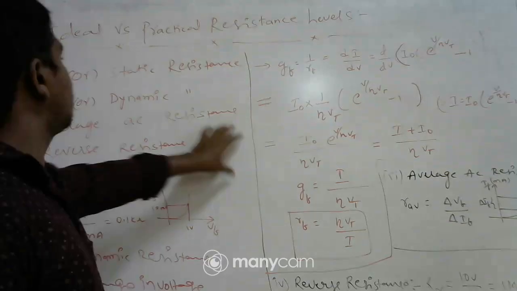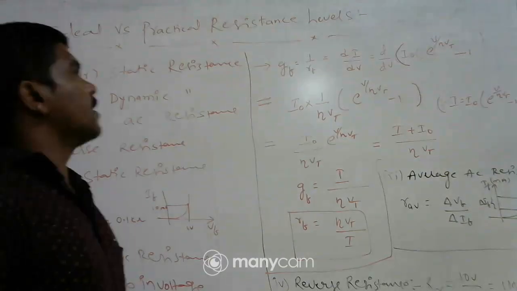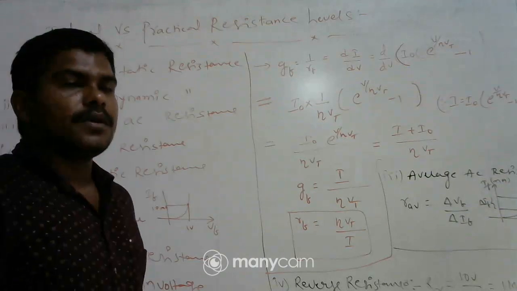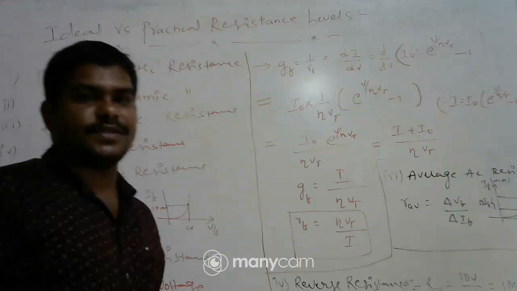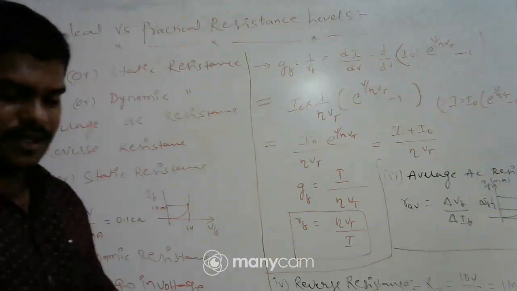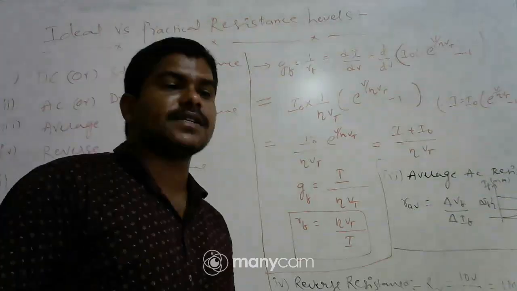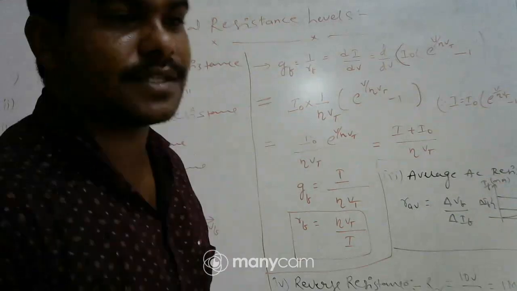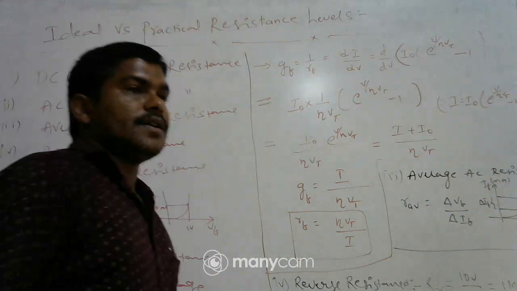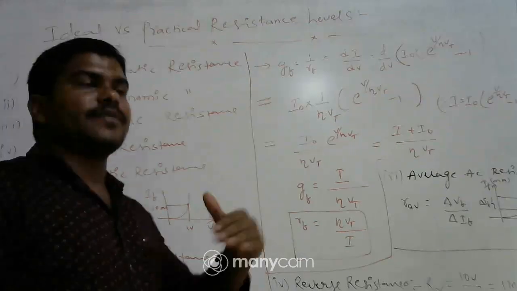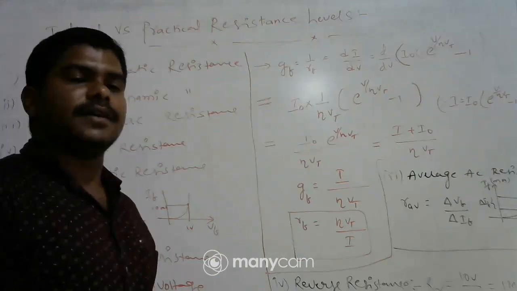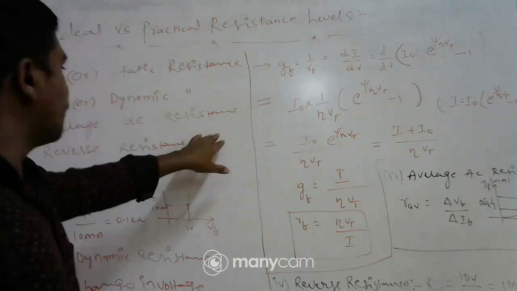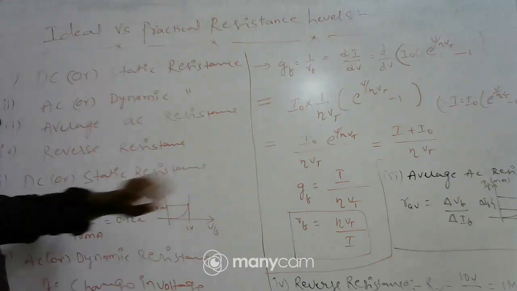My topic is ideal versus practical resistance level in a diode, static or dynamic resistance. After seeing the characteristics of a PN junction diode, we have to calculate the resistance. What is the resistance in forward bias and what is the resistance in reverse bias? This we will see now.